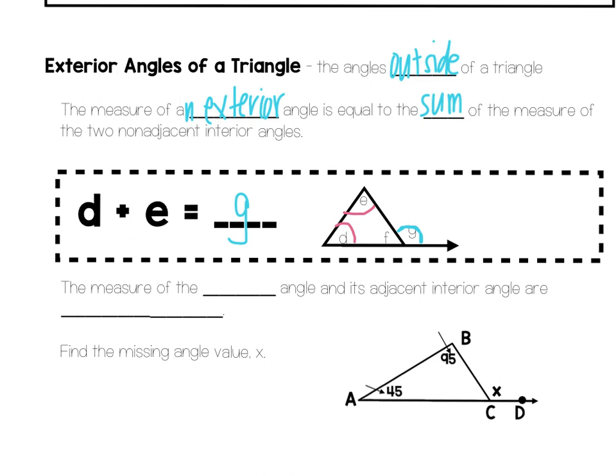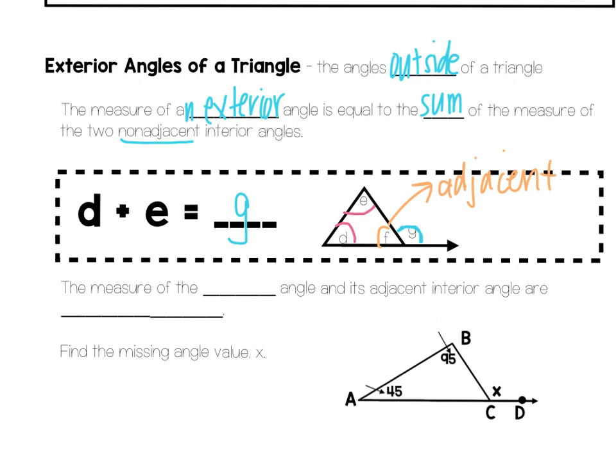So D plus E on the inside add up together to equal G. And it's non-adjacent because if you look at it, F is the adjacent angle. And adjacent means next to. So if you look at it, D and E are not next to G. So that's why those two added together equal G.